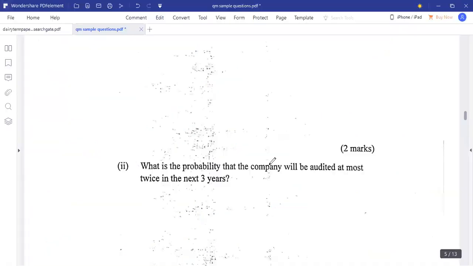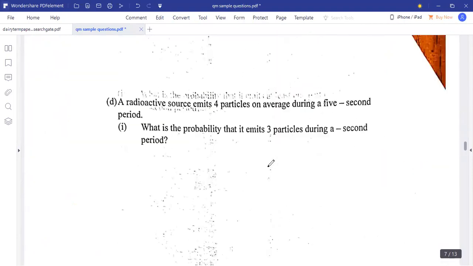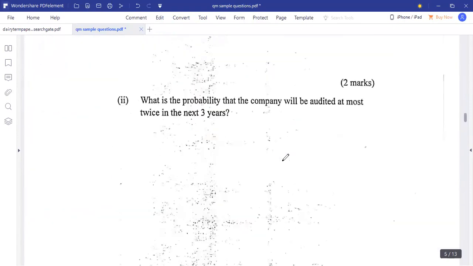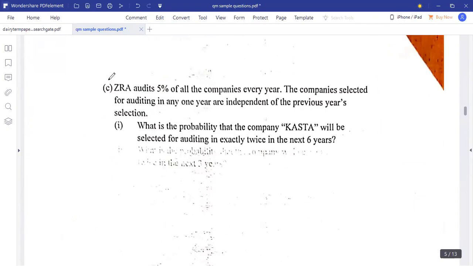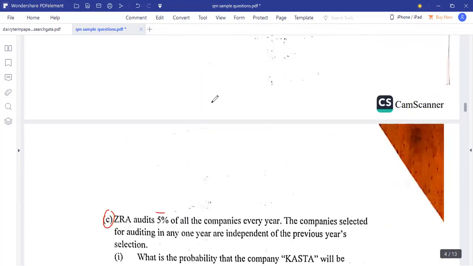Your homework will be to do the question I broadcasted. You should try question number C. I expect this work here. Your P is 5% and your N, what is your N? It's 6 years.